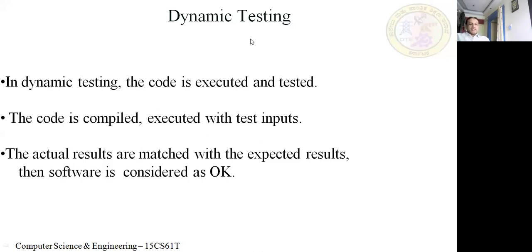Is it clear? So in dynamic testing, the code is executed and tested. The code is compiled and executed with test inputs. Then the actual results are matched with the expected results. Then the software is considered okay, or correct. Yes, fine. Next.